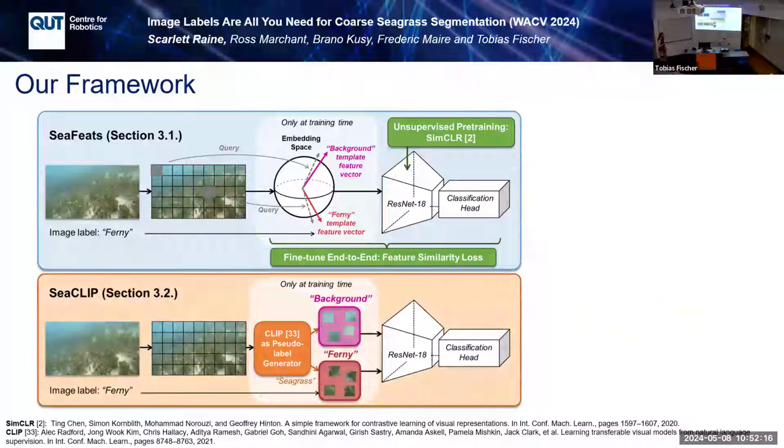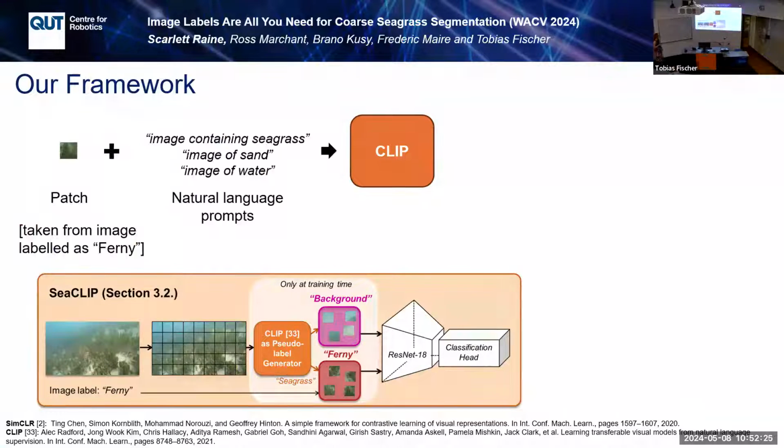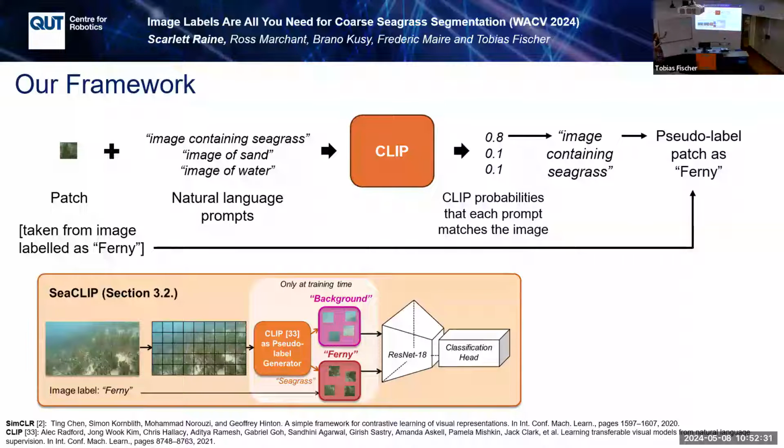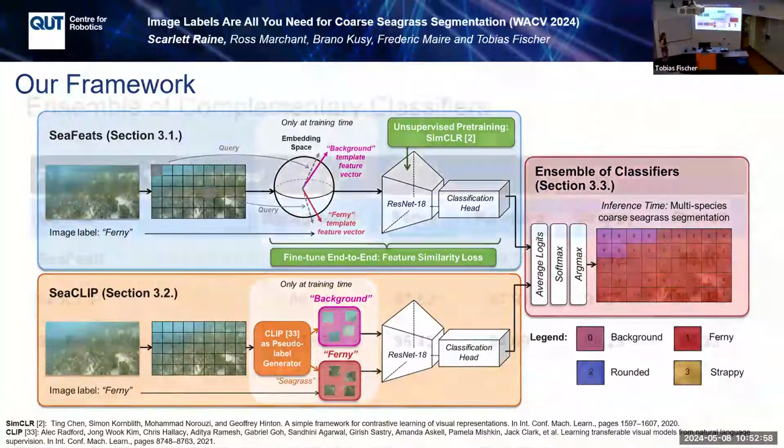Our second approach is called CCLIP, and this approach uses the CLIP large vision language model as a pseudo label generator. We take the CLIP model and query it with a patch and also a whole bunch of natural language prompts. We can then use CLIP to tell us which of those prompts is most likely to correspond with the patch, and this tells us whether the patch contains seagrass or background. Here we're using just the general knowledge of CLIP. If it does contain seagrass, we can propagate the domain expert image level label to that patch and use it as a pseudo label for training the architecture end to end. And we combine these 2 classifiers in an ensemble to get our overall approach.